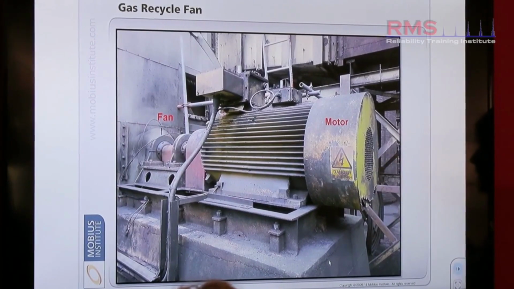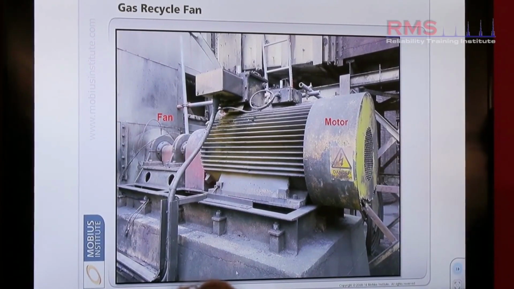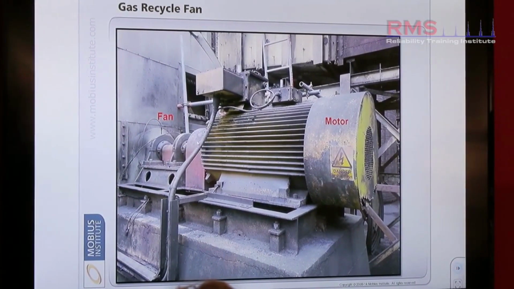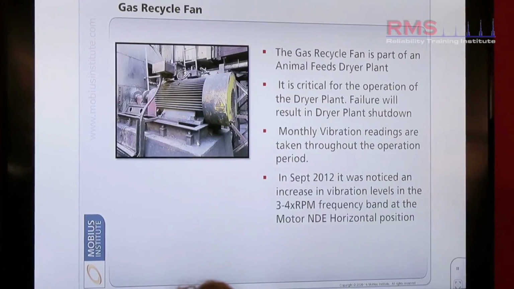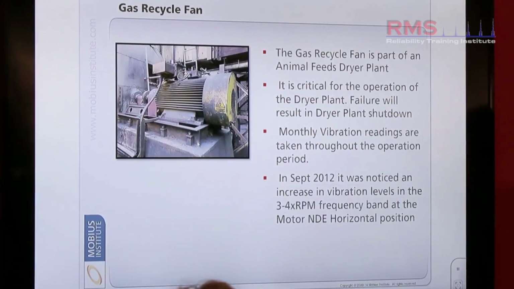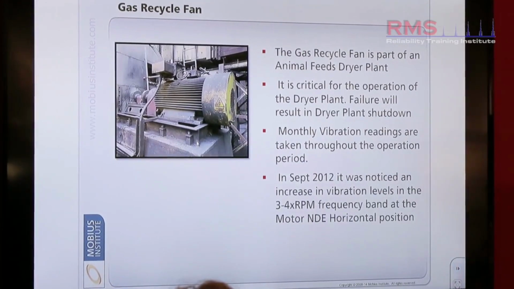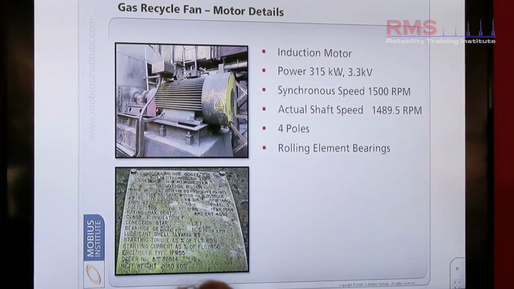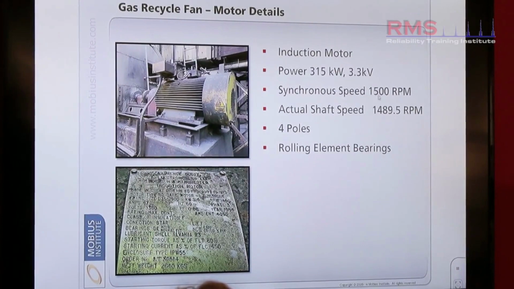You've got your motor obviously with your two plumber block Cooper bearings here, and then your coupling is just under this guard here. So again, this machine I believe has been trended periodically since 1999 on a monthly basis when the plant runs during their operational season. Bit of detail there about the machine, 315 kilowatts, 1500 RPM less slip.